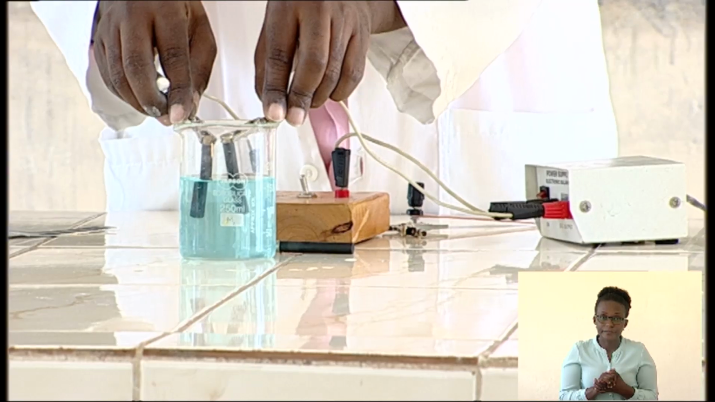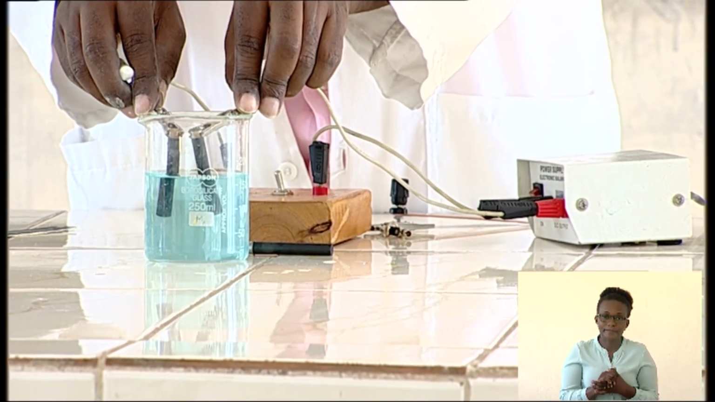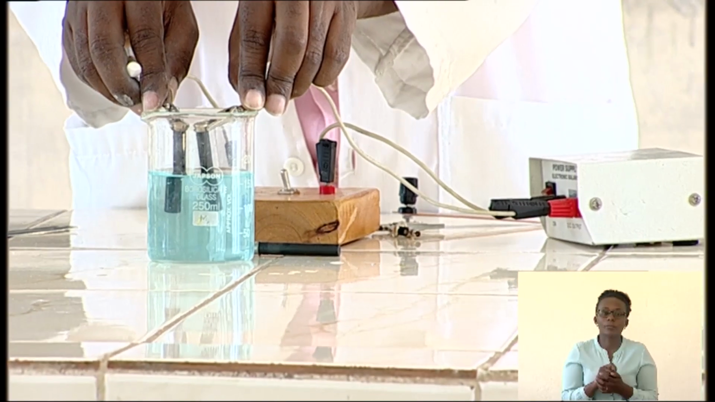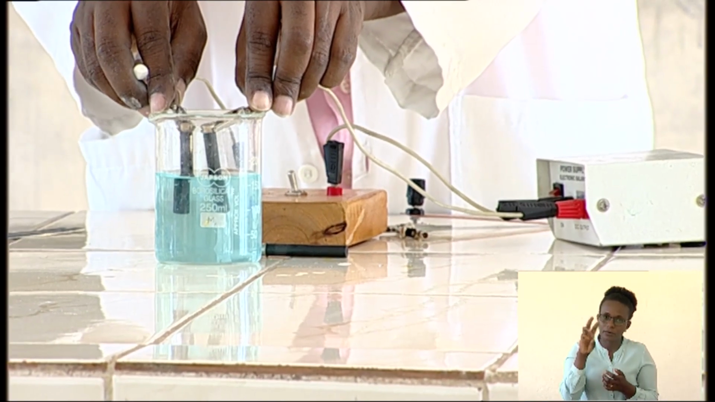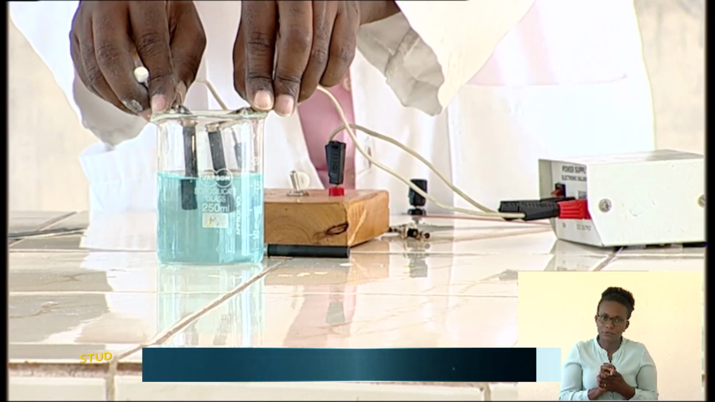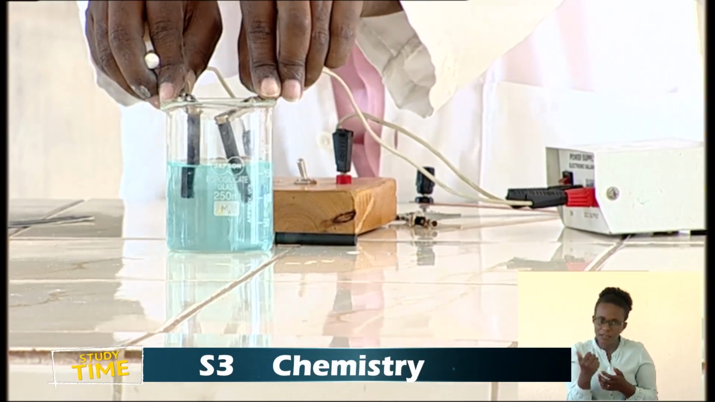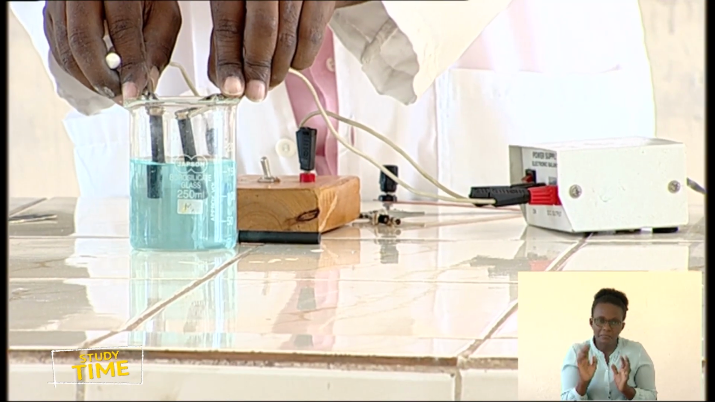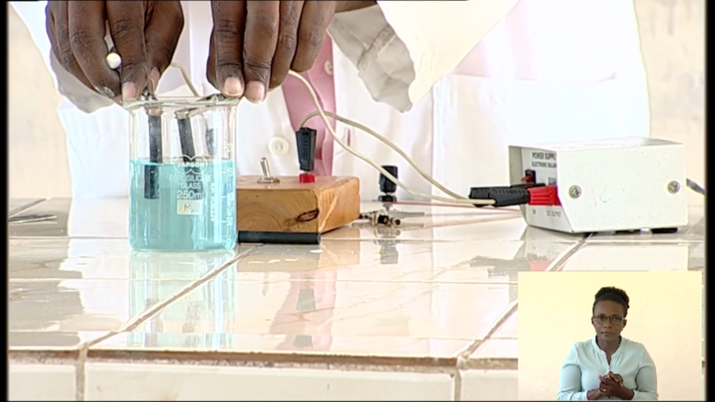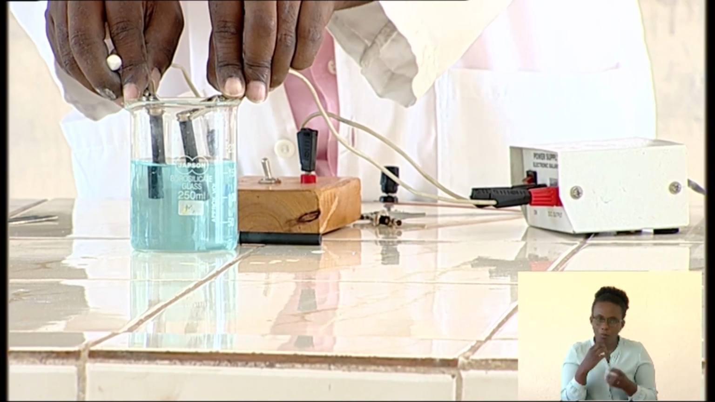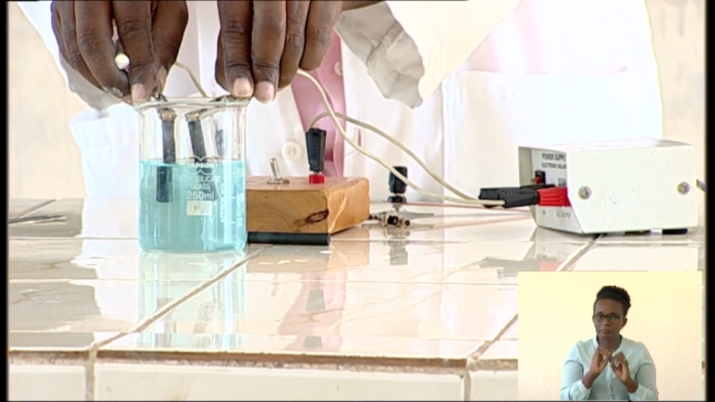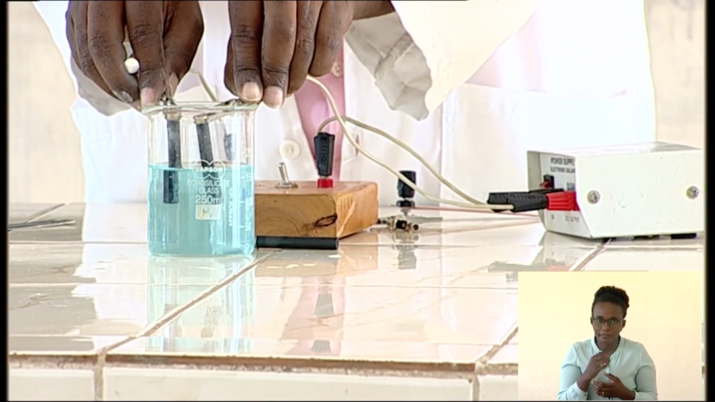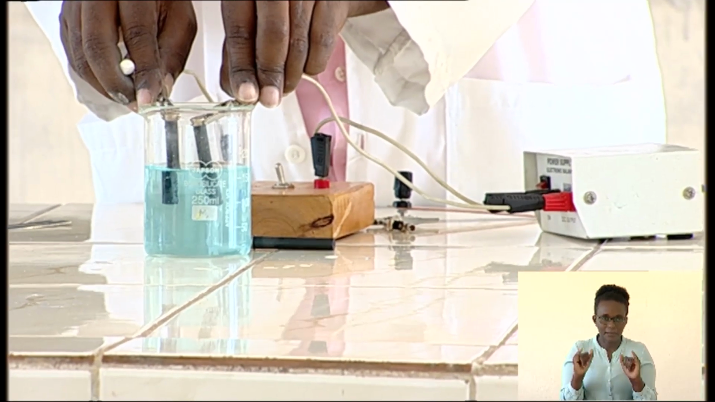So on one of the electrodes, you see the bubbles. When you look at the electrodes, on one you see bubbles being produced, but on the other one we are not seeing anything. Does it mean that there is nothing taking place? We are just going to see. It seems as if there is nothing going on on that electrode. I hope you are seeing what is happening inside.